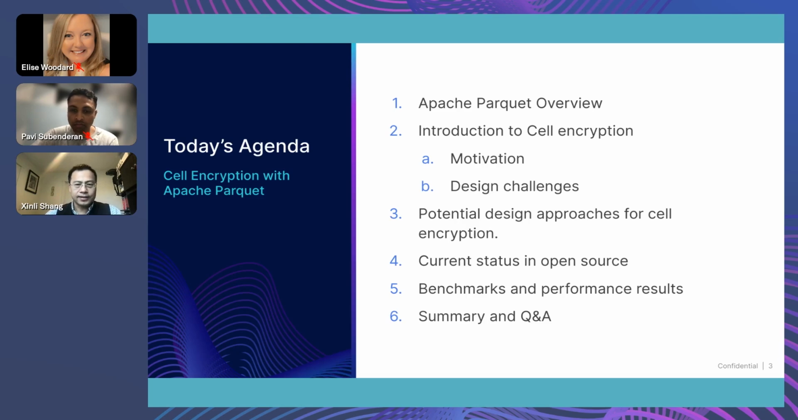In today's topic, we'll cover a couple of things. One is let's briefly talk about Apache Parquet, and then we'll have an introduction to cell level encryption, why we do it, and what the design challenges are. And then we will talk about several potential solutions to solve this challenge with the design approaches. And then we'll talk about the current status in the open source, and we will show the benchmarking and performance results, and then we will open for the Q&A. Next slide, please.